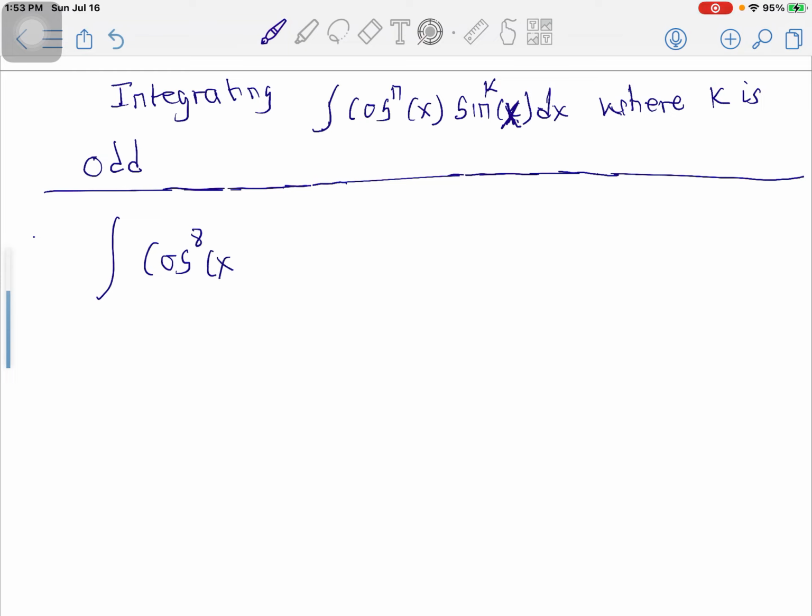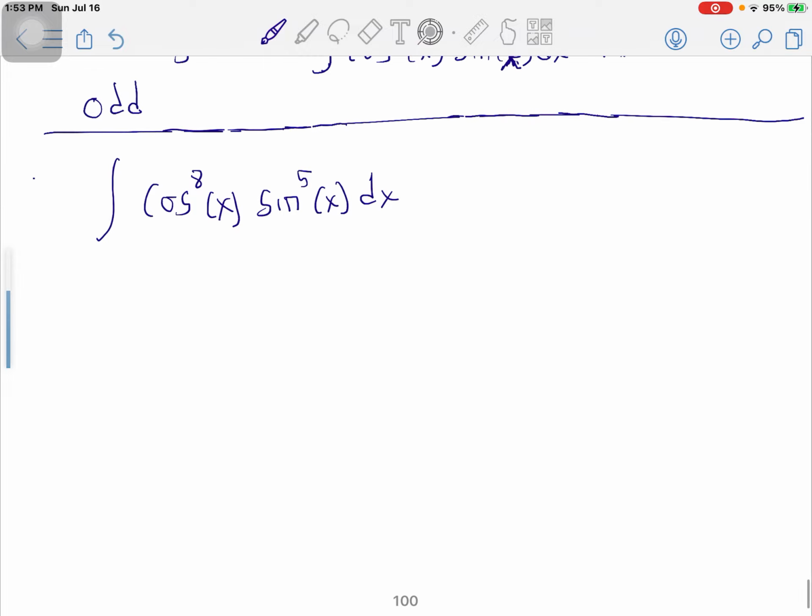So let's try this example. Evaluate the integral of cos^8(x) sin^5(x) dx. Based on this, we can see that the sine is odd. It has an odd power. So since it has an odd power, let's work on that.